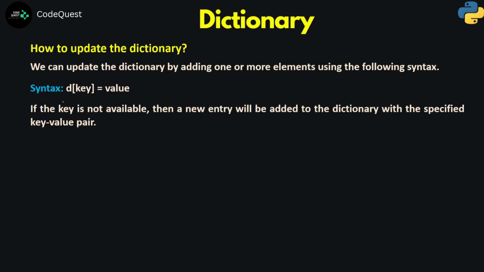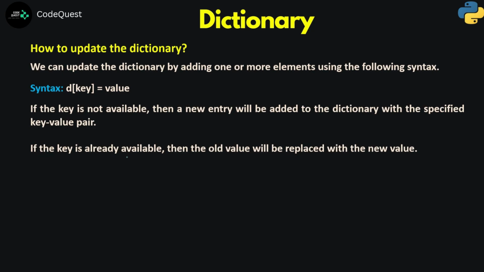Now, when I'm going to do this, if the key is not available, then automatically a new entry of this key and value pair will be added to the dictionary. But if the key is already available, then the corresponding old value will be replaced with the new value.